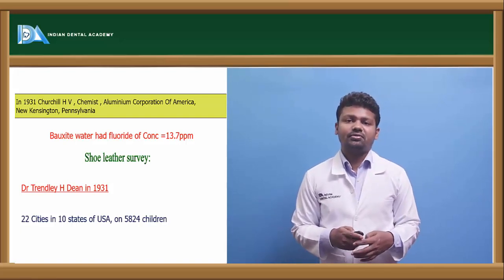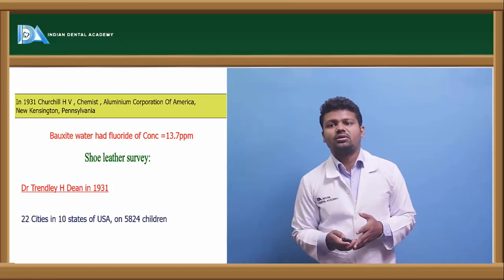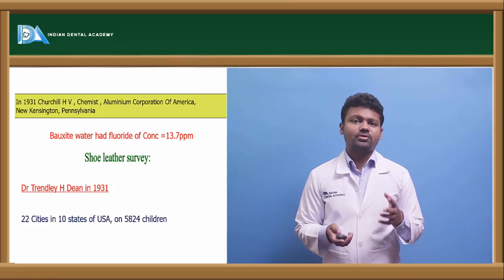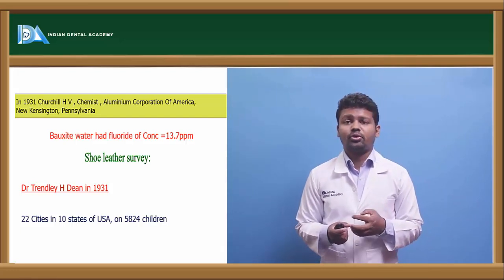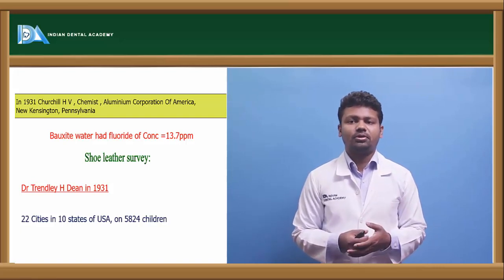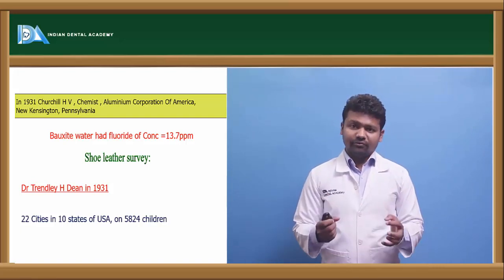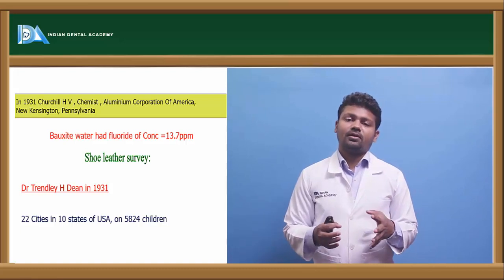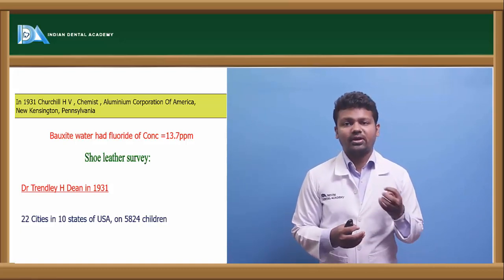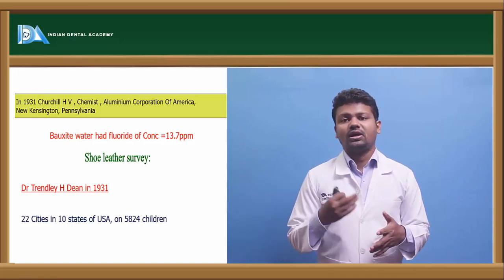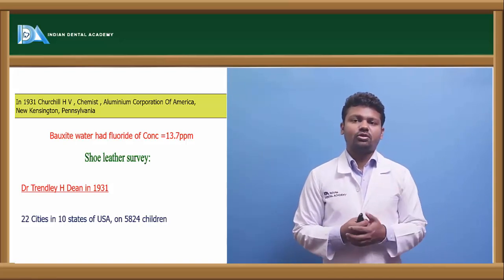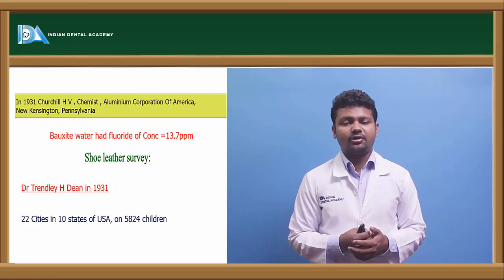In 1931, H.V. Churchill, a chemist from Pennsylvania, found that the concentration of fluoride in the water was 13.7 ppm. ppm is parts per million. From this result, they concluded that the presence of excess fluoride in the water is responsible for causing these stains. And since this was in Colorado, he named them Colorado stains.